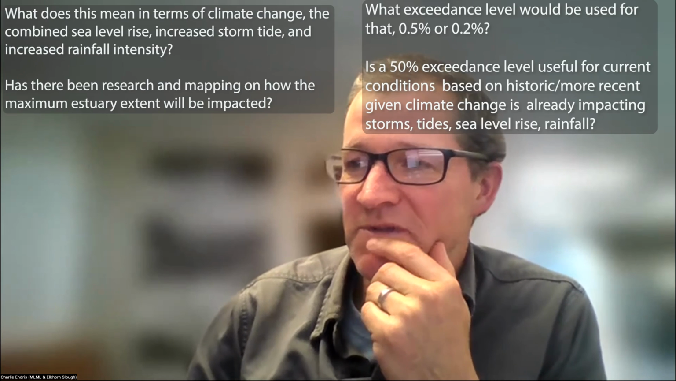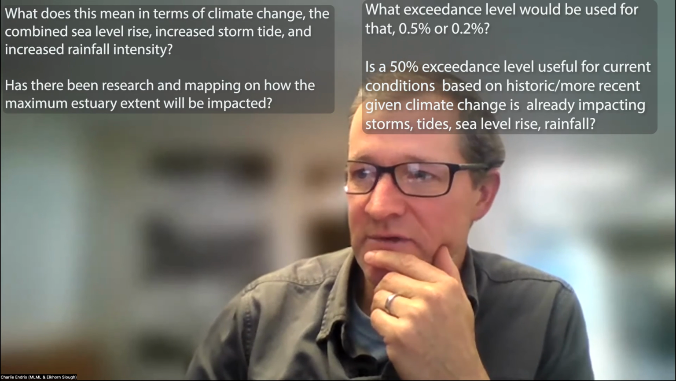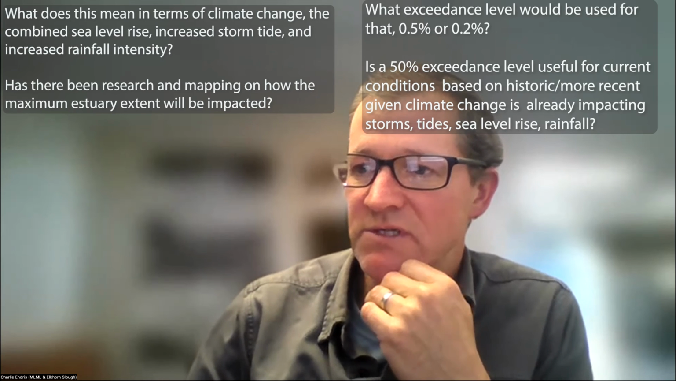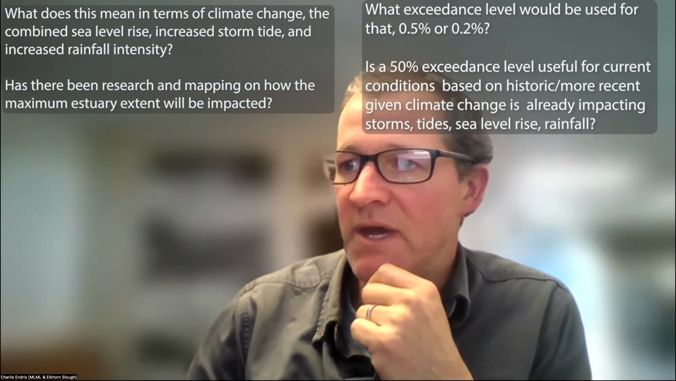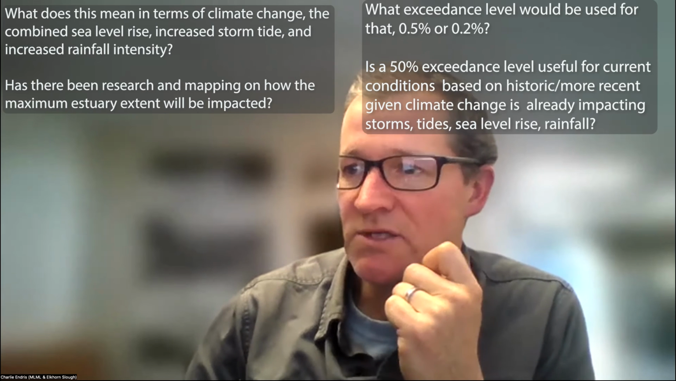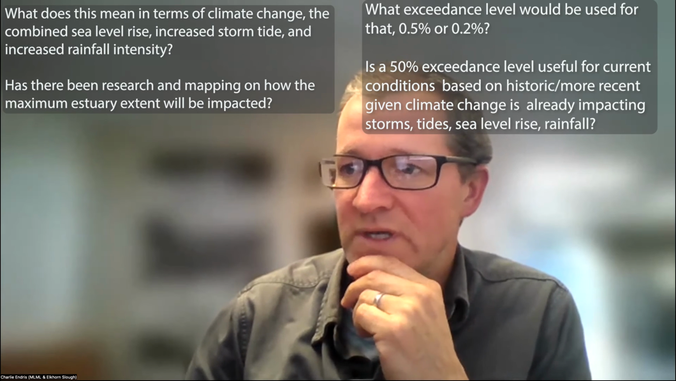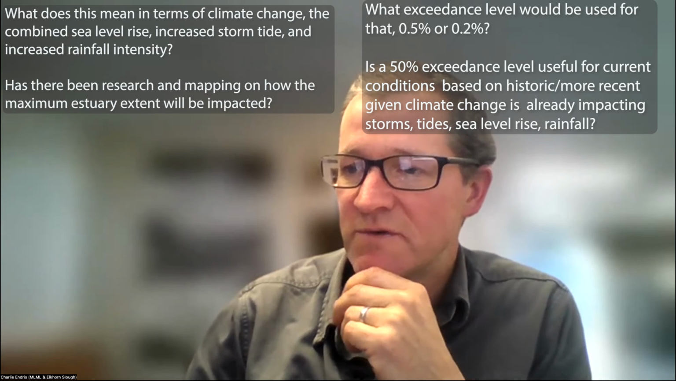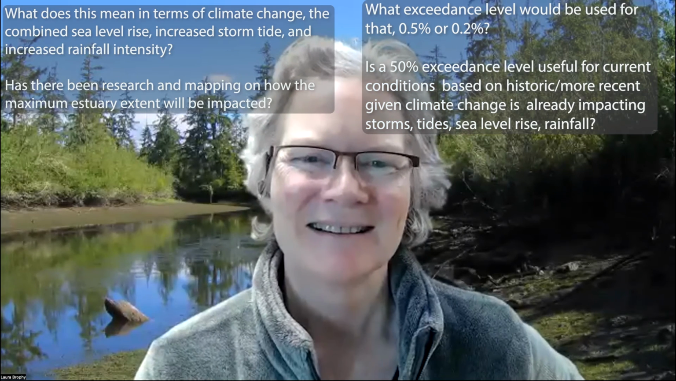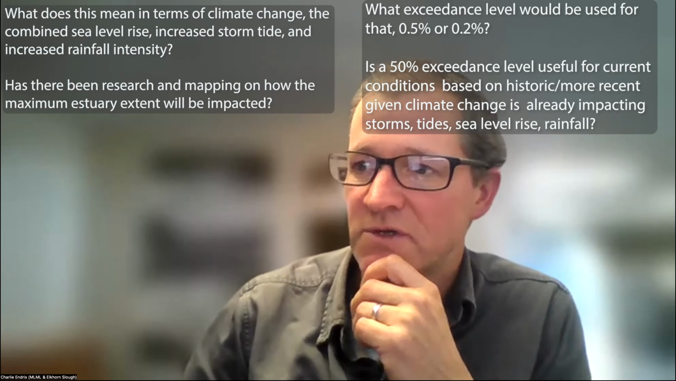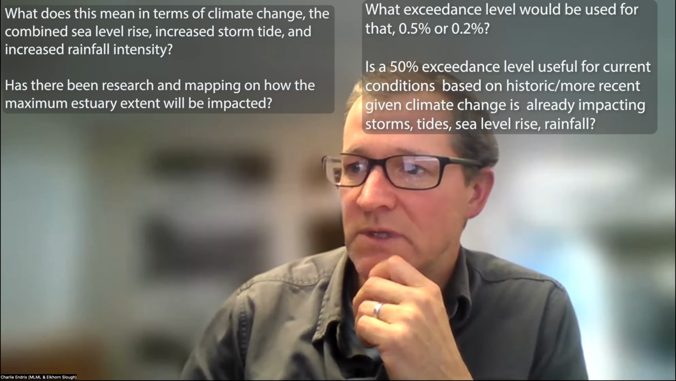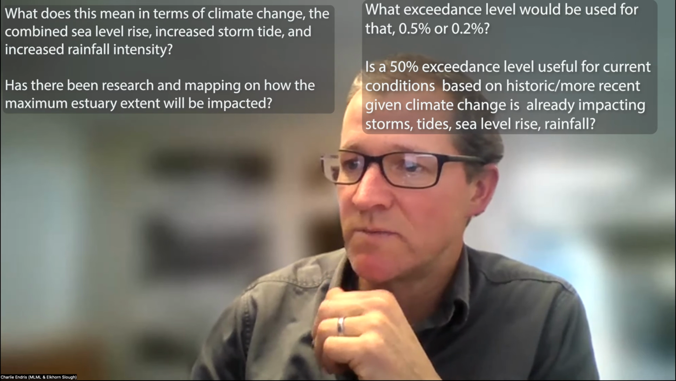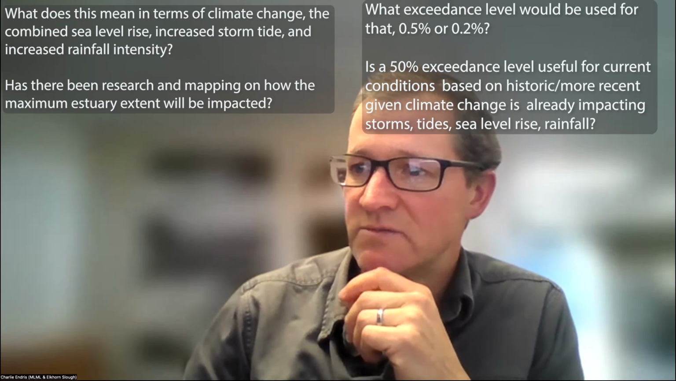What does this mean in terms of climate change? The combined sea level rise, increased storm tide, and increased rainfall intensity. Has there been research and mapping on how the maximum estuary extent will be impacted? What exceedance level would be used for that? 0.5% or 0.2% for 2100? Is a 50% exceedance level useful for current conditions, based on historic, more recent, given climate change is already impacting storms, tides, sea level rise, rainfall?